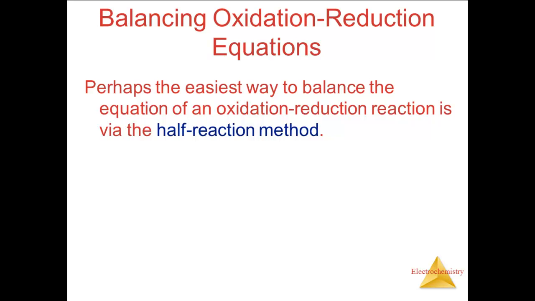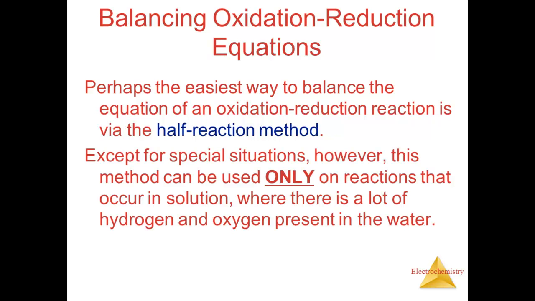Balancing oxidation-reduction equations. The half reaction method is a standard method of balancing redox reactions that occur in a water solution. Although there are circumstances in which it can be used when the reaction does not occur in water, these are generally only reactions in which there is no oxygen or hydrogen. This method is most useful when you are not given a complete listing of reactants and products, but rather only the particular species that are being oxidized and reduced.